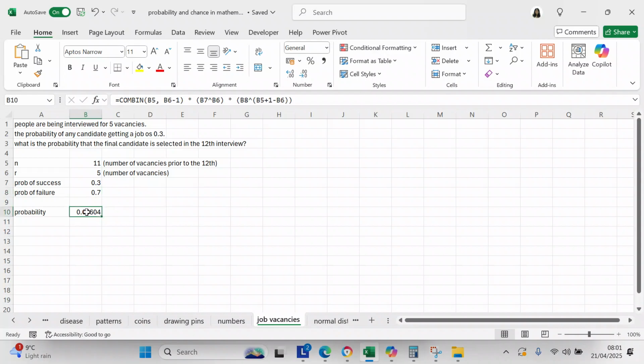And then your probability equals combine B5, comma, B6 minus 1 times B7 to the power of B6 times B8 to the power of B5 plus 1 minus B6. And your probability is 0.06604.